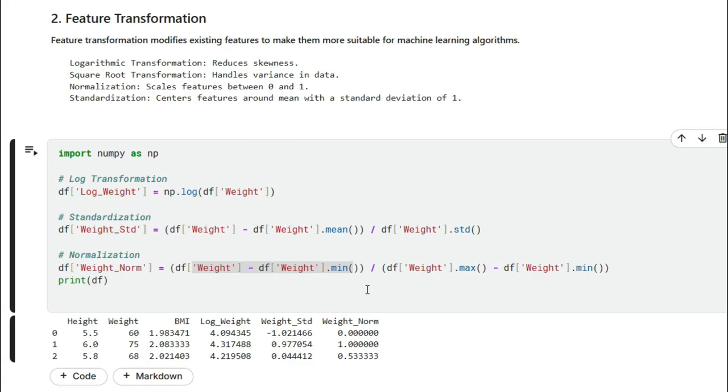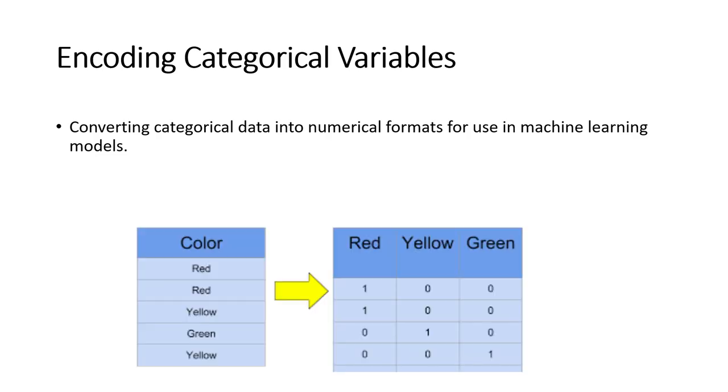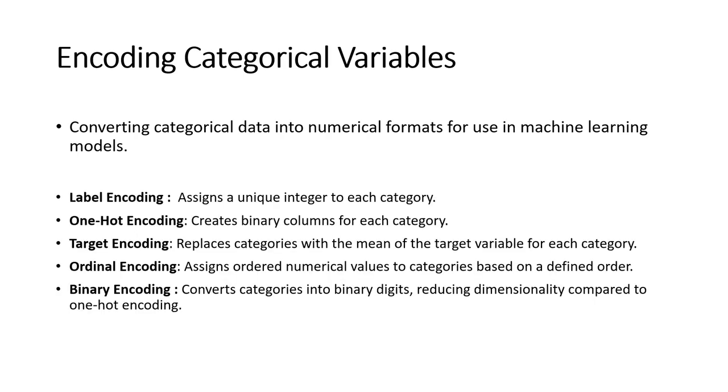So let's move to the next topic. The next topic in feature engineering is encoding categorical variables. Mostly, machine learning algorithms work well on the numeric format of data, not on categorical data. So how can you convert categorical data into numerical format for machine learning models? We will use encoding methods. In this video we will talk about not only the theoretical but also the practical side of all five types of encoding.